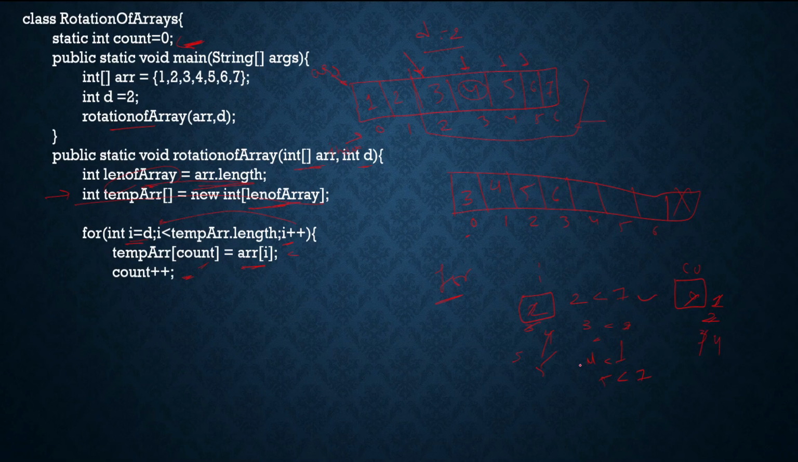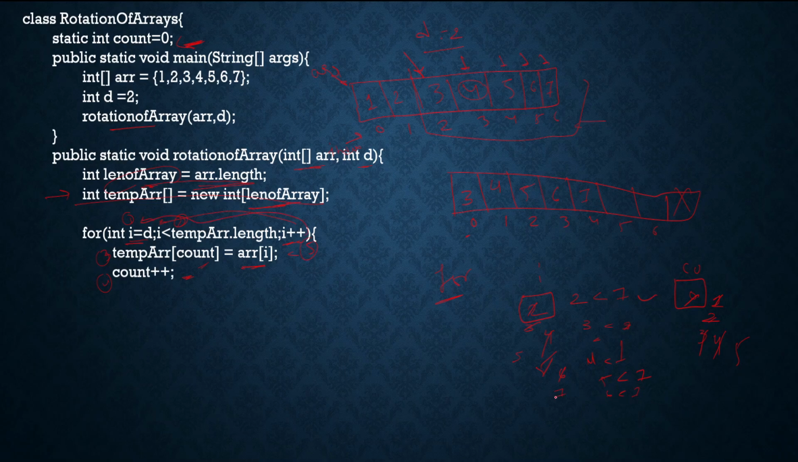Then count will be increased. Again it will be increased to 6 and 6 is less than 7. The sixth value will be stored in here, and then count will be increased to 5. And now what? It will increase the value of I, because now we are here. First is this, second is this, third one is this, fourth one is this, fifth one is this, and then again we have to follow to the first one.